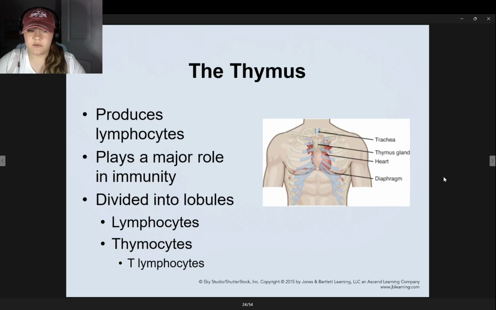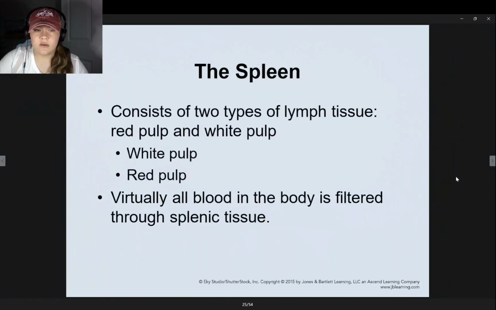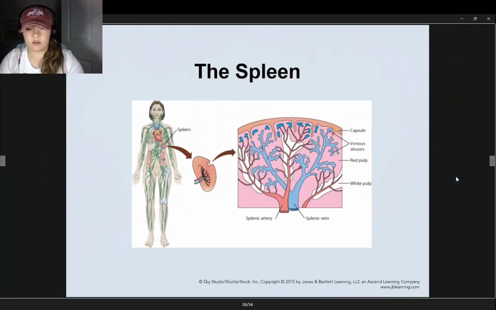The thymus produces lymphocytes, and it plays a major role in immunity. It's right here behind the sternum. It's divided into lobules, containing lymphocytes and thymocytes, with T lymphocytes. I'd describe it as like a butterfly. It kind of looks like that. The spleen consists of two types of lymph tissue, the red and the white pulp. Virtually all of the blood in the body is filtered through splenic tissue. And there's that diagram for you.